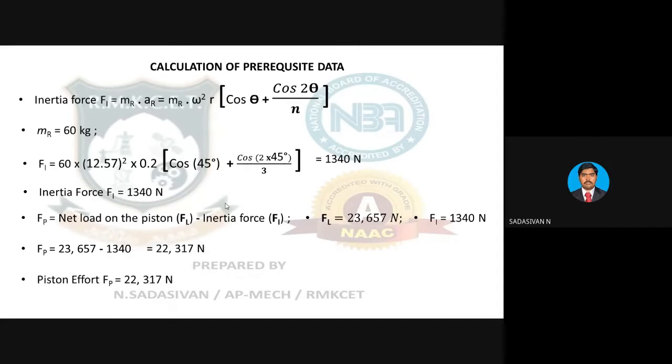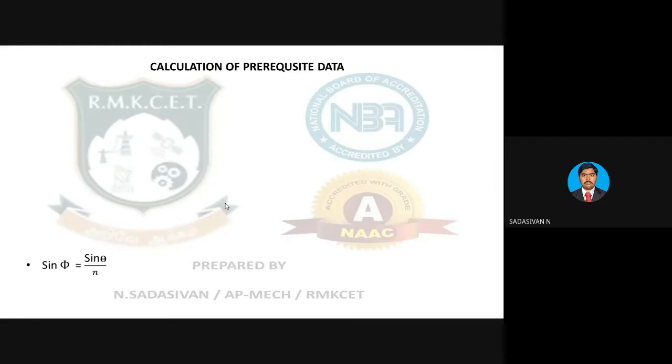So this is the piston effort, but this is not really asked in the question. What is asked? Torque is asked, the first question. This is prerequisite data. For finding torque, I need piston effort. So FP is 22,317. You will get this step mark even if you don't do the torque. Then I will need phi to solve. I need FP and phi to find torque.